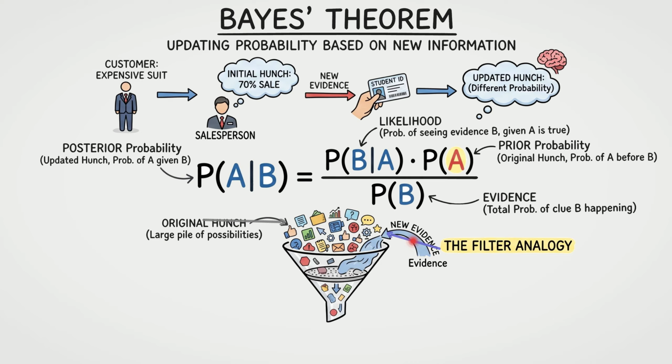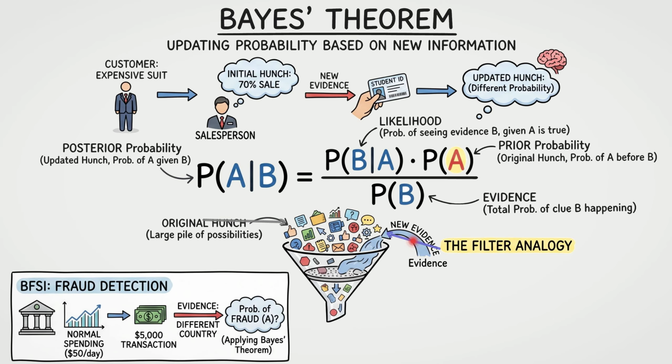It systematically filters out the unlikely scenarios, allowing only the most probable truth to drop out at the bottom. So where is this used in the real world? In the financial sector, it's heavily used for fraud detection. Imagine a bank's AI knows that your normal spending habit is around $50 a day. Suddenly, there is a $5,000 transaction. The AI applies Bayes theorem.